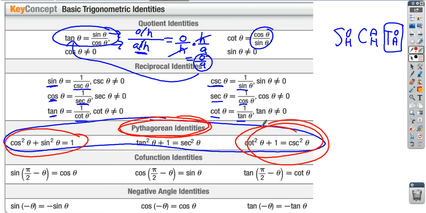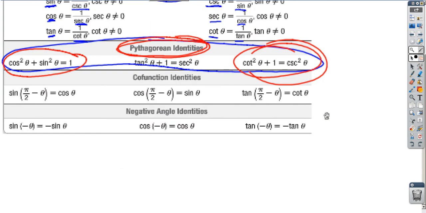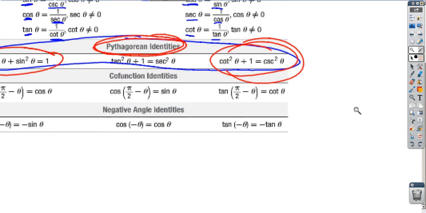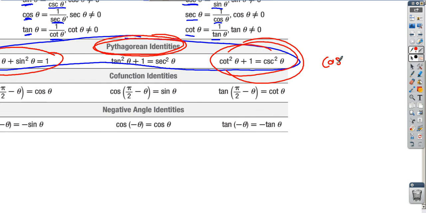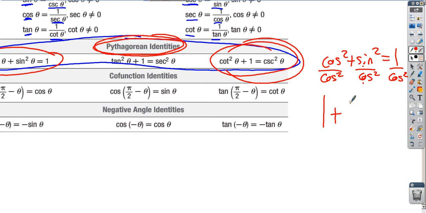And by the way, I just want to show you where these other two come from. So we proved the sine squared plus cosine squared one. Where do these other two come from? Let me show that to you right now. They're all based on this one. So let's suppose I took this and I divided everything by cosine squared. As long as I do it to one side, I can do it to the other. Cosine squared divided by cosine squared is 1. Sine over cosine is tangent. So sine squared over cosine squared is tangent squared.